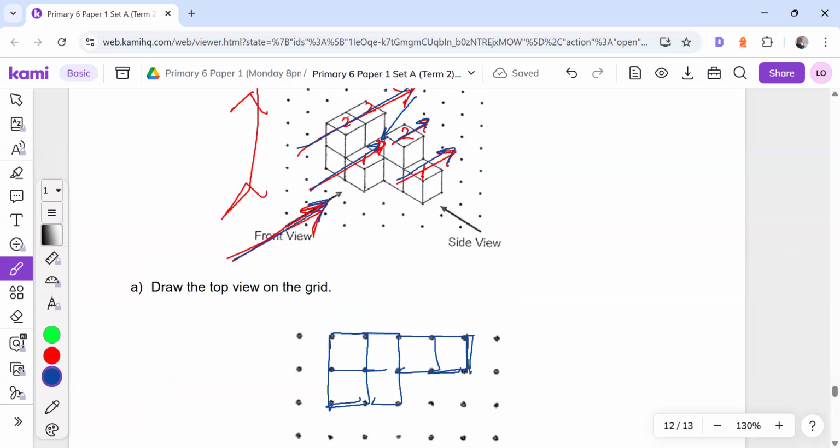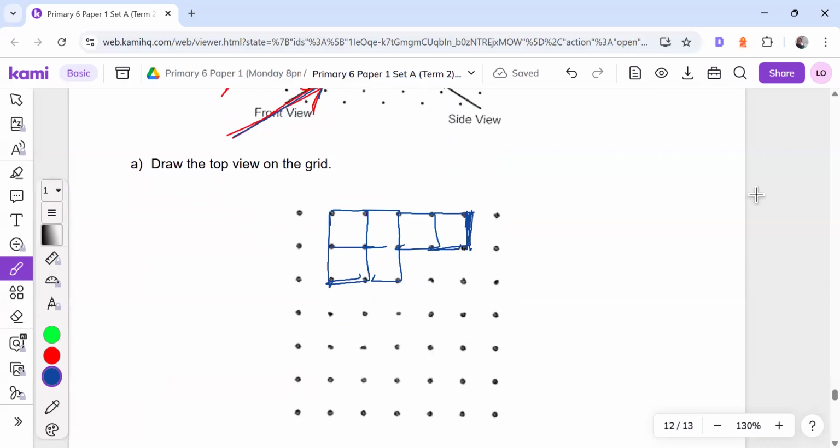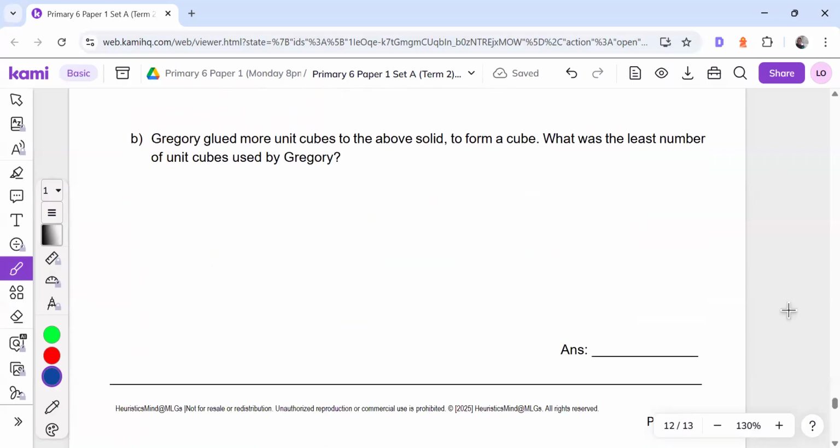Correct? And no freehand. I'm using freehand, but you must use a ruler. If you use freehand, you will be penalized. You must use a ruler to draw straight lines. Okay, next one. Part B.